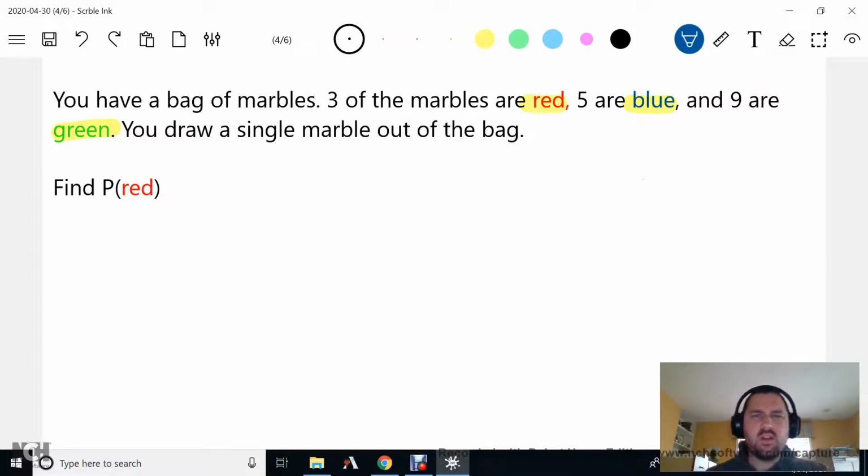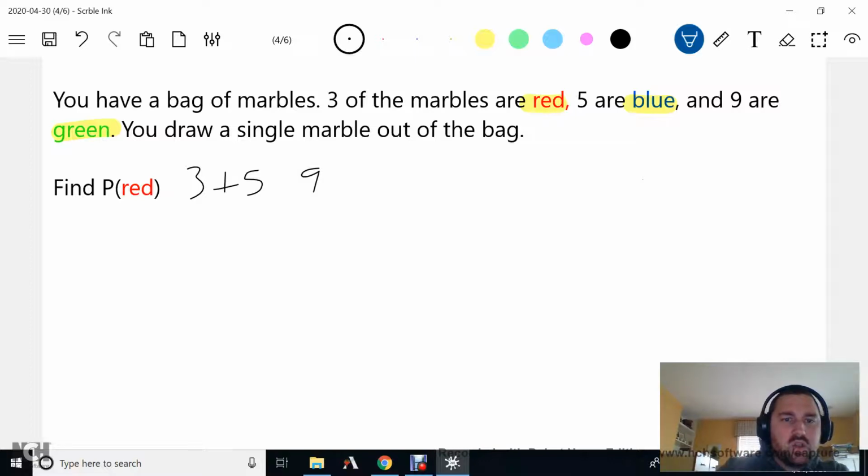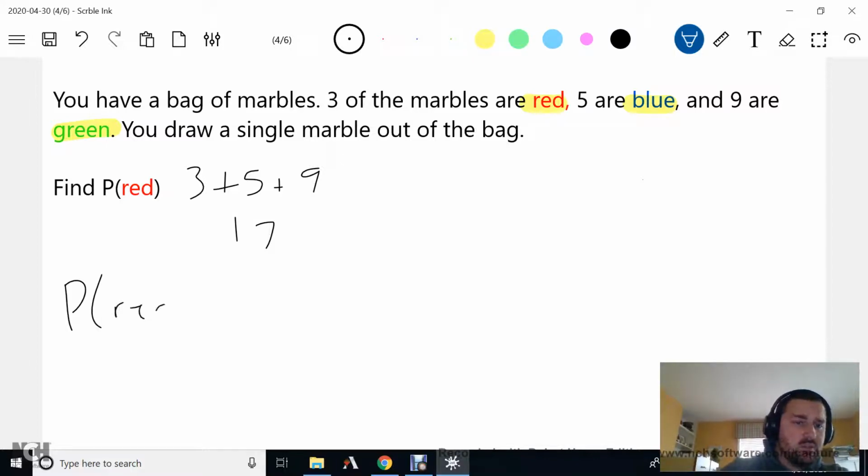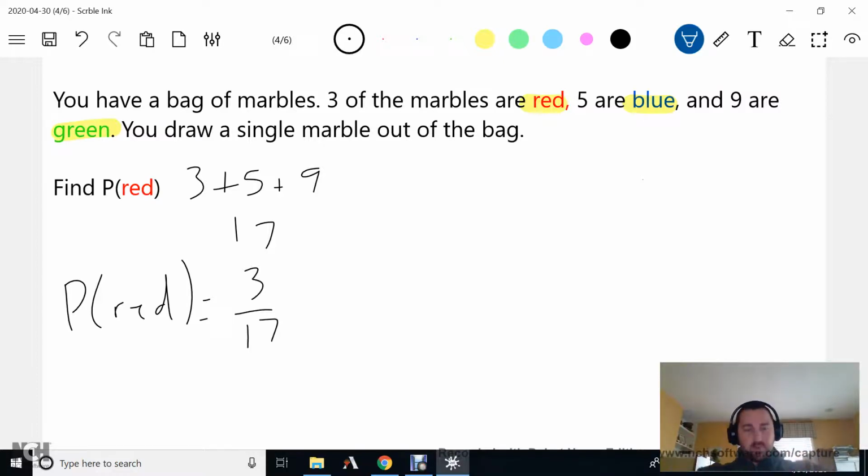How many marbles are there in this bag? Well, there's 3 red, and then there's 5 blue and 9 green, and so in total there's 17 marbles. Make sure it's really clear, 17. So the probability of red in this case would actually be 3 out of 17 because there are 3 marbles that satisfy our condition and there's 17 total marbles.